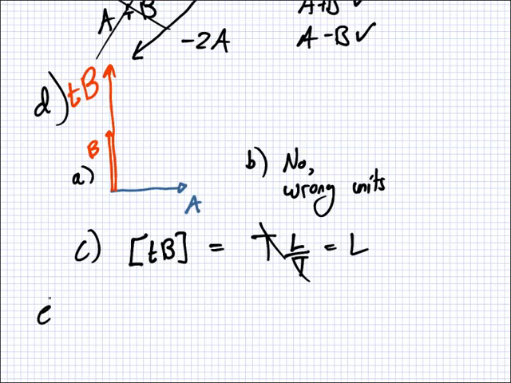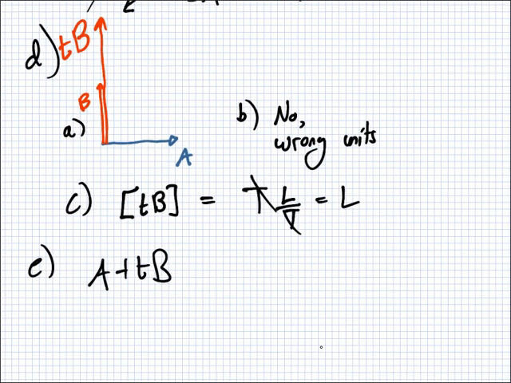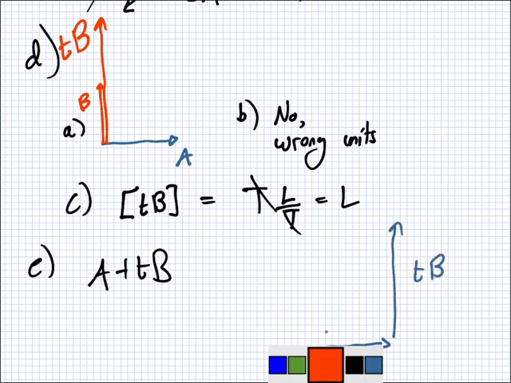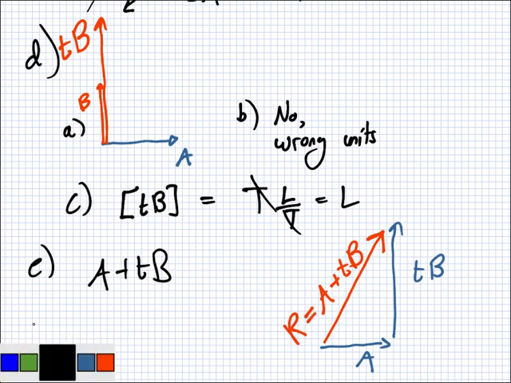I want to add A plus TB. So you remember how this goes? You draw A, you draw TB, and then you add them together, and there's A plus TB, the resultant. Yeah?